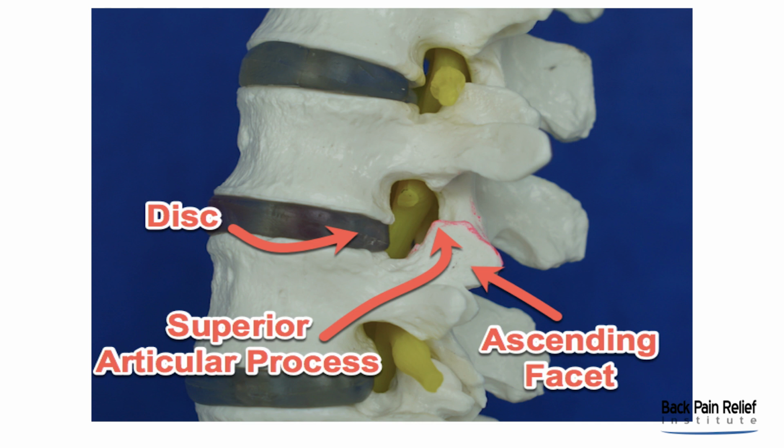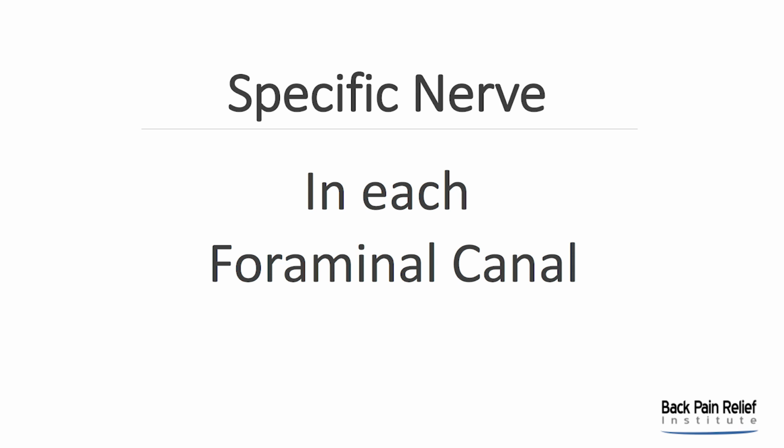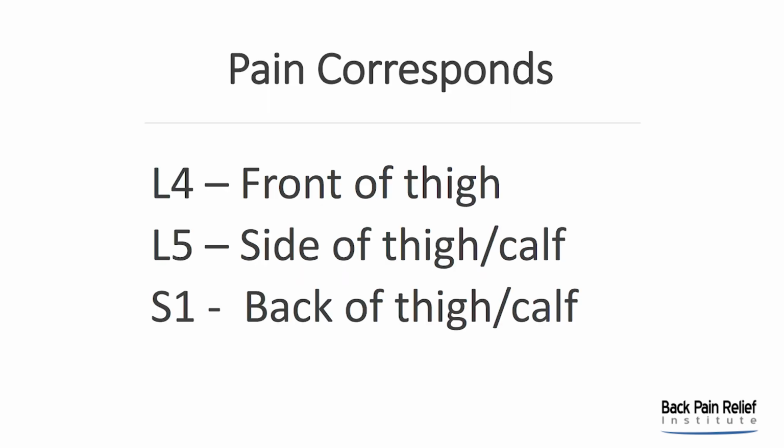This is a quick review of the borders of the foraminal canal, being the disc, the superior articular process of the ascending facet, the descending facet, and then the actual soft tissue capsular tissues of the facet joint, which sit between the ascending and descending facet. Remember that there's a specific nerve that will be exiting each foraminal canal, and the pain or numbness or weakness will correspond to that nerve that is passing out of the foraminal canal.